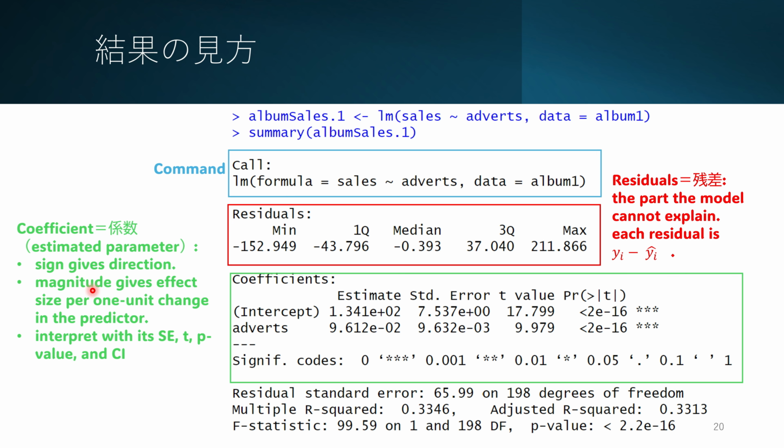Sign gives direction, magnitude gives the effect size per 1 unit change in the predictor. Interpret with its SE, p-value and CI, confidence interval. In this case, the p-value is very close to 0, so it is statistically significant.